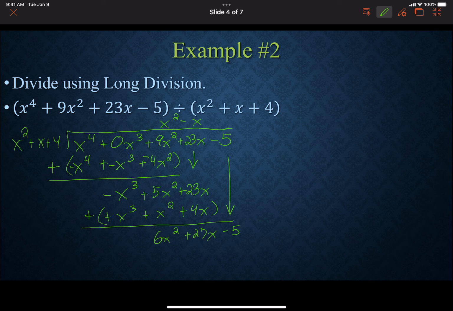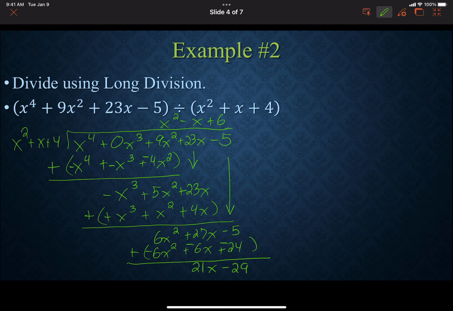And then for our final step, again it's first term inside, 6x squared, divided by first term outside, x squared, we get a positive 6. And that 6 then multiplies the outside expression, giving us 6x squared plus 6x plus 24, where we subtract. Again, we flip all our signs, giving us a positive 21x and a negative 29.